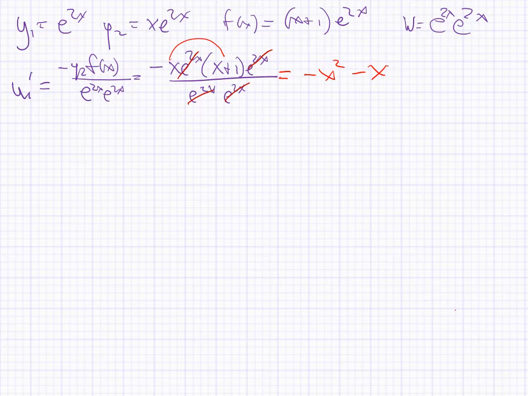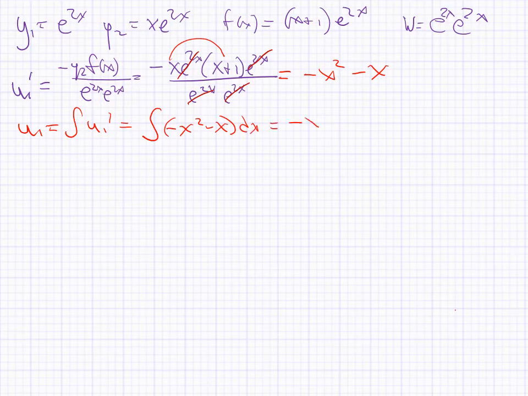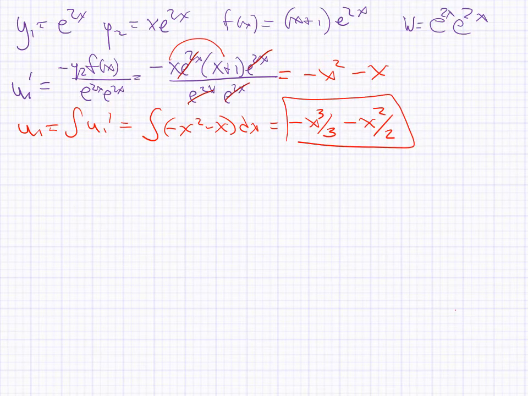Well, if that's u1 prime, u1 is easy to find because it's the integral of u1 prime, so it should be the integral of negative x squared minus x dx, which in this case is going to be negative x cubed over 3 minus x squared over 2. And I'm not going to do a plus c because that'll come into play later.